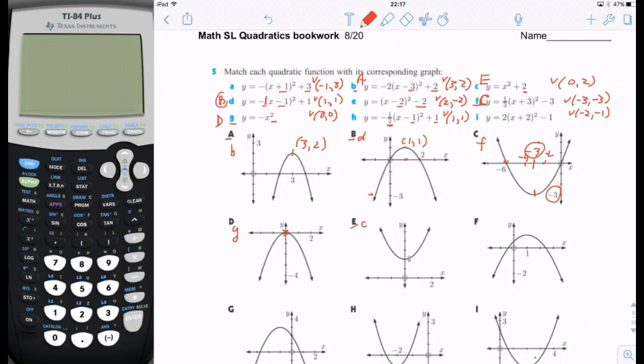This capital F, the vertex is at 1, 1. So 1, 1, that would be either H or D, and small d has already been chosen, so it must be H. Okay, so let's see, this is going to be H, and this is going to be capital F.